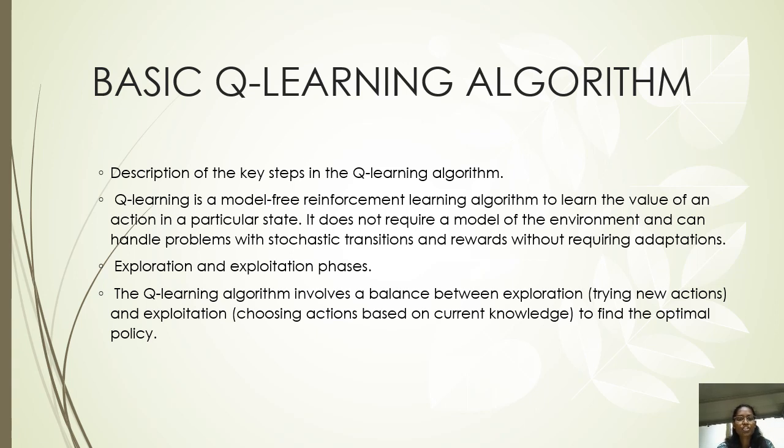Then the exploration phases. The second step is the exploration and exploitation phases. Exploration is nothing but trying a new action. The exploitation phase is nothing but choosing an action based on the current knowledge. The Q-learning algorithm involves a balance between both exploration and exploitation, that is, trying new actions and choosing actions based on current knowledge to find the optimal policy. These are the basic Q-learning algorithm steps.